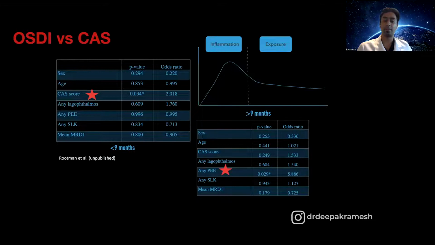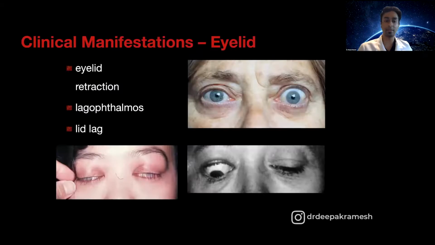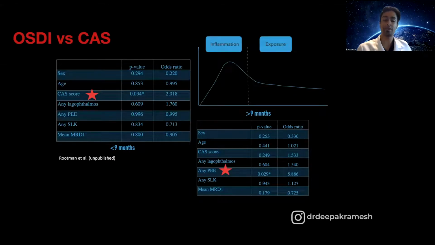And from unpublished research from Dr. Rootman's group at UCLA, we see that patients who have a higher CAS score, a clinical activity score, have a higher ocular surface disease inflammatory index. So the more disease activity they have, the more they feel ocular surface disease. So it is helpful to treat active patients with a topical steroid, which will give them relief.